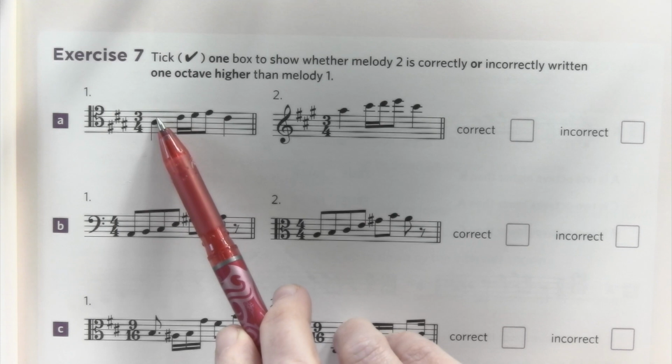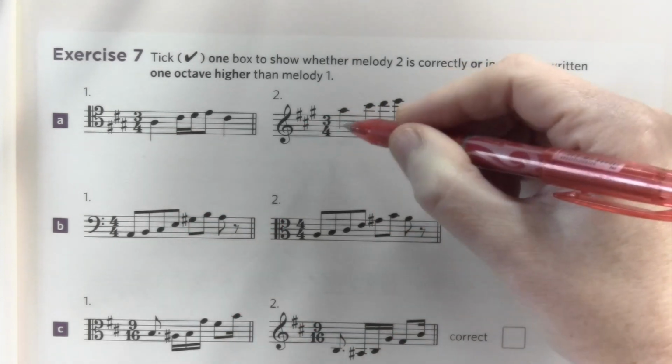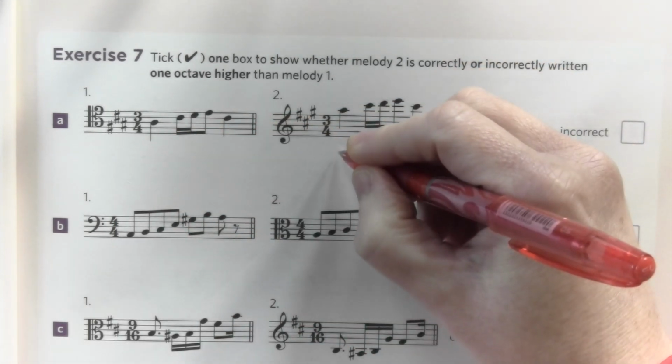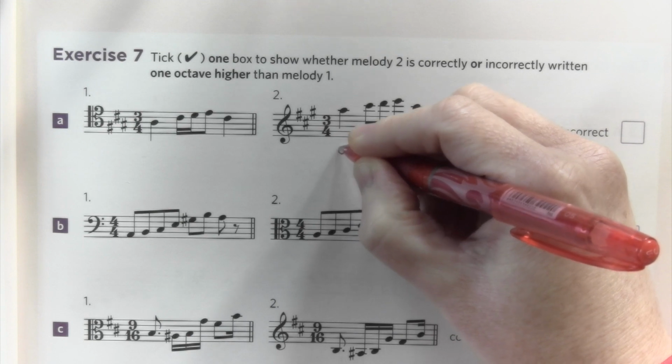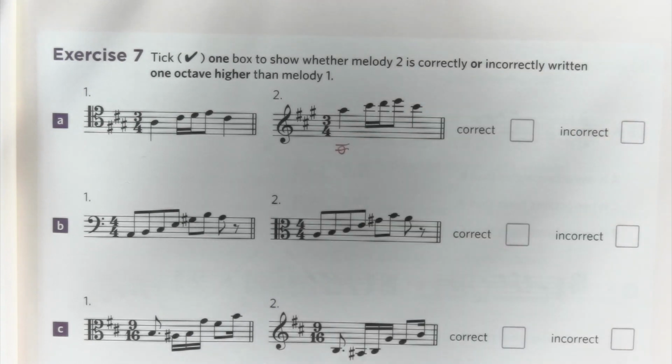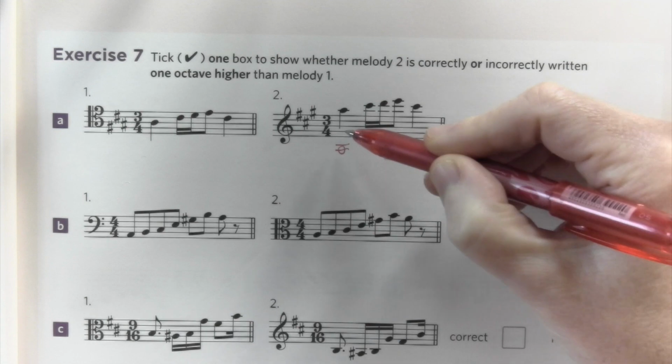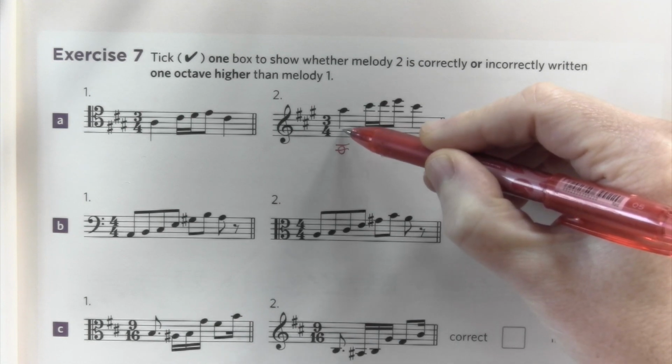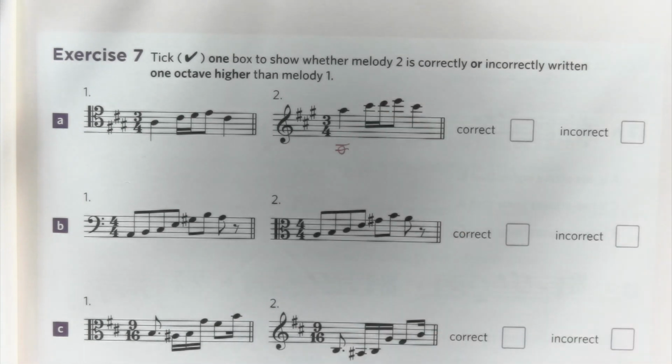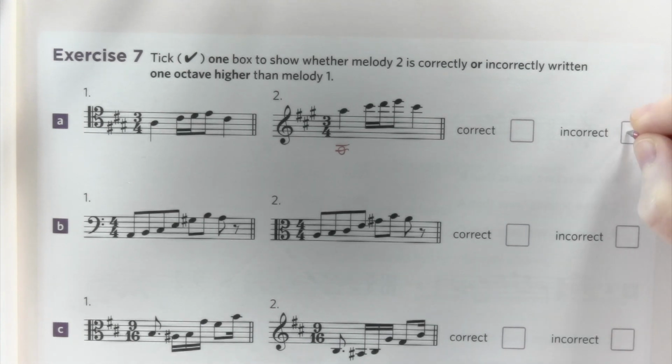So this is below middle C. This note in treble clef would be down here. 1 octave higher would be here, and this is 2 octaves higher. So the answer is incorrect.